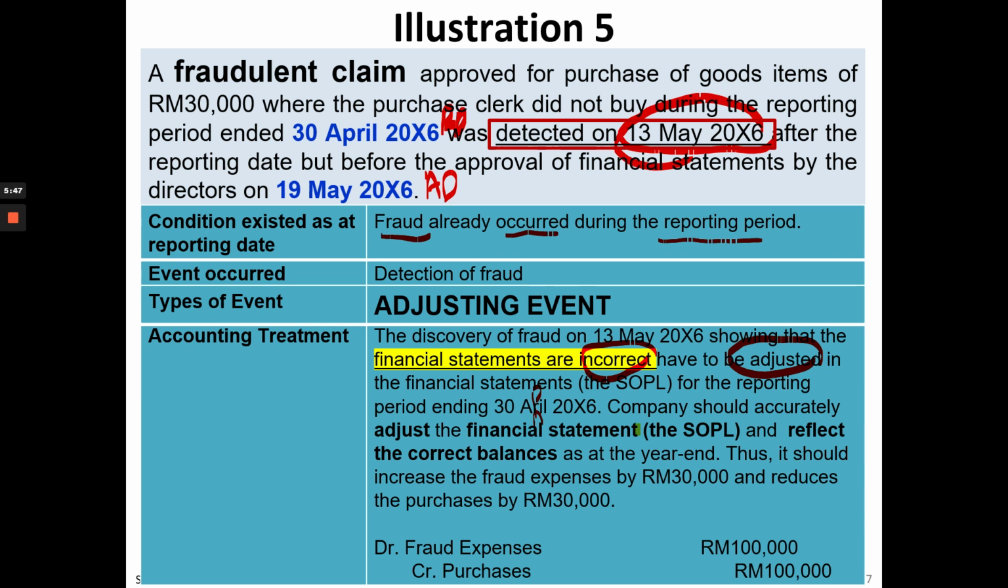That was the year end, or the reporting date. The company should adjust the financial statement and reflect the correct balances, do the correction of error as at the year end, and therefore the fraud expenses should be increased in the statement of profit or loss, as well as reducing the purchase that was not even made in the profit or loss. So both must be adjusted. The fraud expenses is being increased, but the purchase is being reduced. Both are in the statement of profit or loss.